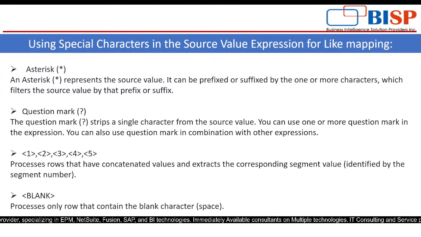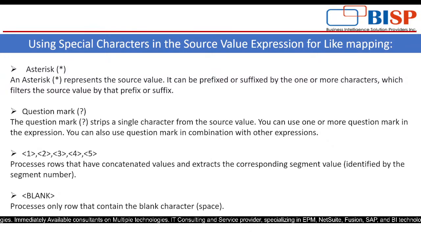The first one we are going to see is the asterisk. An asterisk represents the source value. It can be prefixed or suffixed by one or more characters, which filters the source value by that prefix or suffix. Then the second expression is the question mark. The question mark strips a single character from the source value. We can use one or more question marks in the expression. We can also use the question mark in combination with other expressions as well.